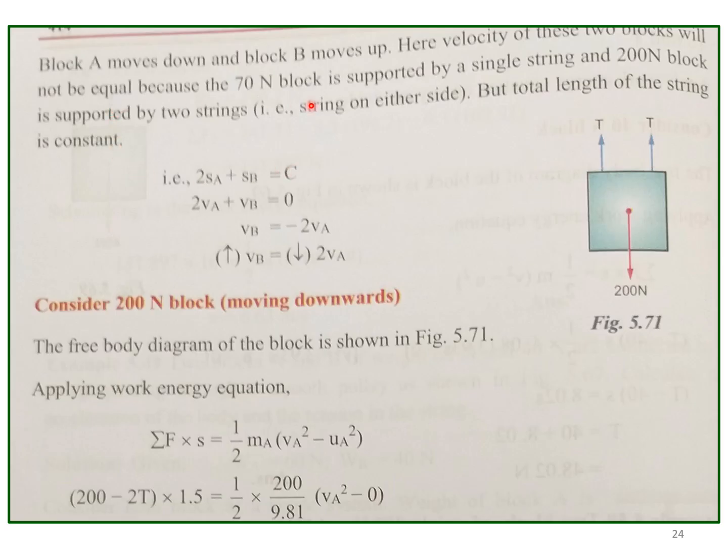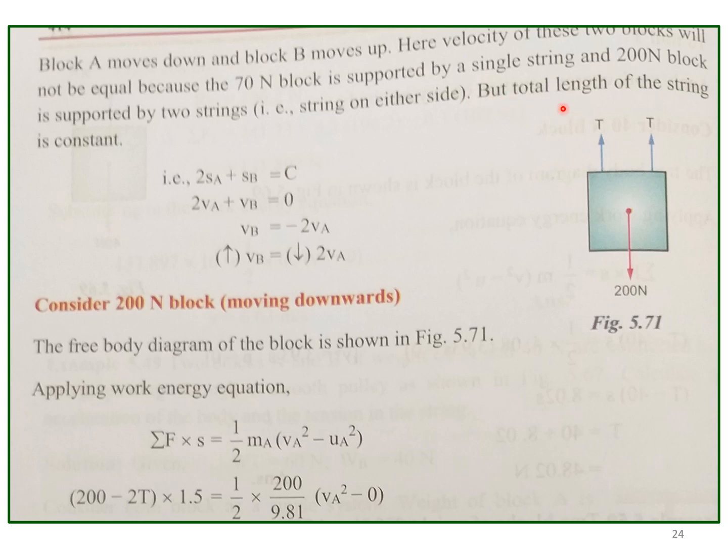Now in this problem, you see that block A moves down and block B moves up. It is also interesting to see that the velocity of the blocks will not be equal here, because if you look at the system, the 70 Newton block is supported by a single string and the 200 Newton block is supported by two strings on either side.